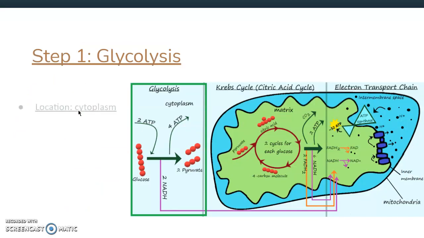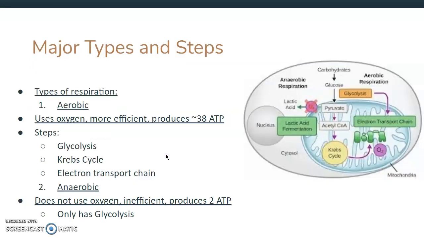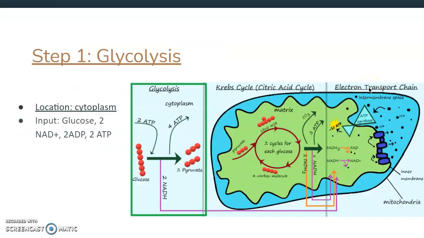So our first step is glycolysis. It occurs, I should say, in our cytoplasm. So if we look back here, glycolysis is outside of our mitochondria. This is our mitochondria, the rest of this is our cell, and glycolysis is out here in the cytoplasm.